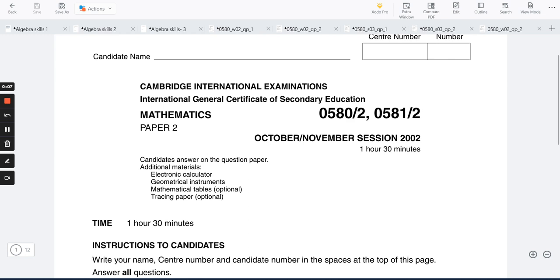Today we are going to solve a question paper from IGCSE Cambridge 2002, sessions October and November. This is paper 2. So question number 1 here.